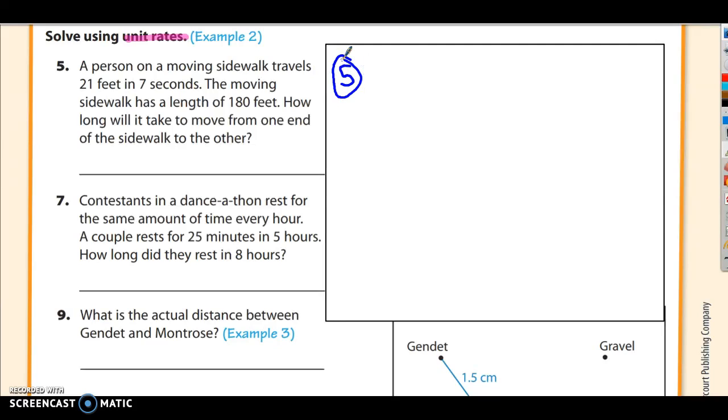A person on a moving sidewalk travels 21 feet in 7 seconds. You could write that down right now. 21 feet in 7 seconds. The moving sidewalk has a length of 180 feet. If I put 180 right here, and it's going to be feet, I want to show you why. Because the feet we decided is the first term, so they have to be in the same row. They each have to be on top.